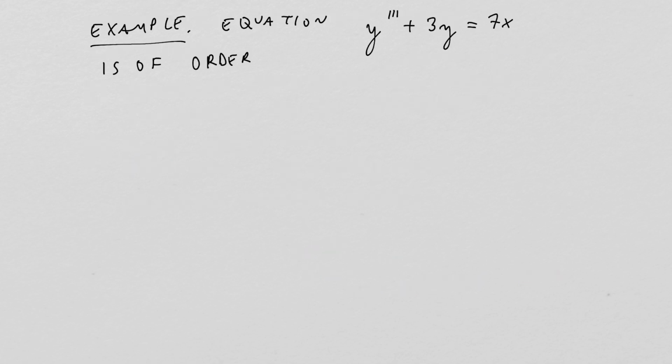Well, let's look at this differential equation. What is the order of this equation? We need to check what is the highest order of the derivatives. We can see that here is the third derivative and here is the zeroth derivative. So the highest order seems to be 3. This equation is of order 3.